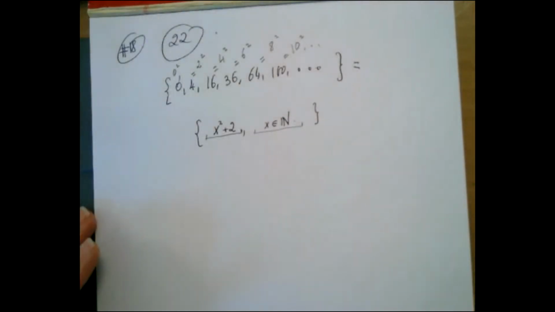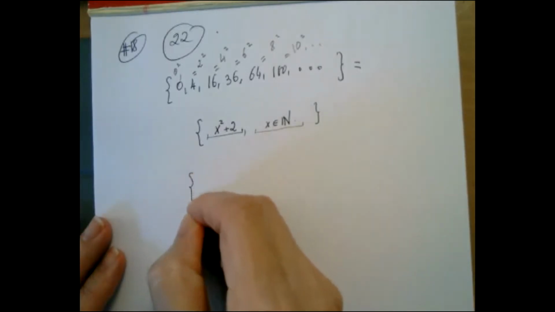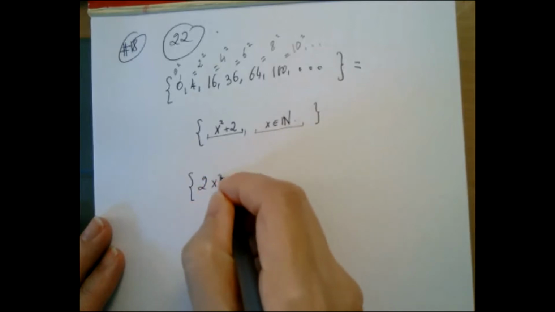Is the mic working? Hello? Can you hear me? Yes, very well. All right, okay. So I have 2 times x squared such that x is in Z plus. 2 times x squared.